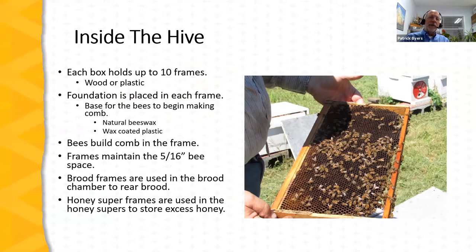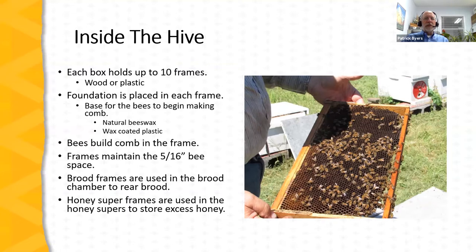And then within the frame is placed the foundation. The foundation guides the bees in developing the comb. The foundation is placed in the center of the frame, and the bees build out in both directions. We'll see again here in a moment, there is a pattern on the foundation that guides the development of the cells. The foundation can be made from natural beeswax, or it can be a more durable wax-coated plastic. Bees build the comb in the frame.